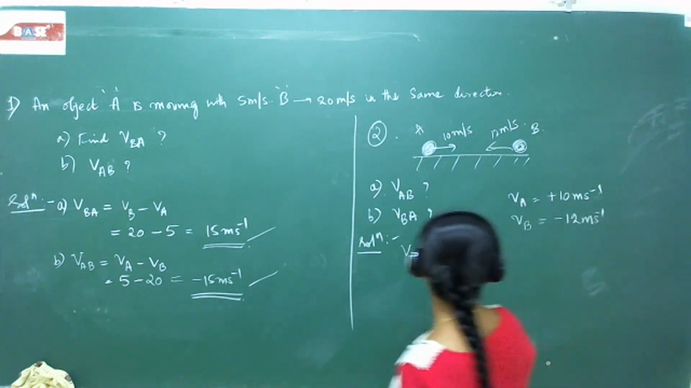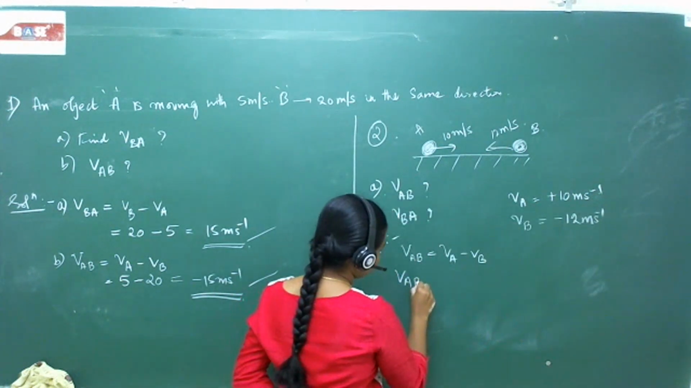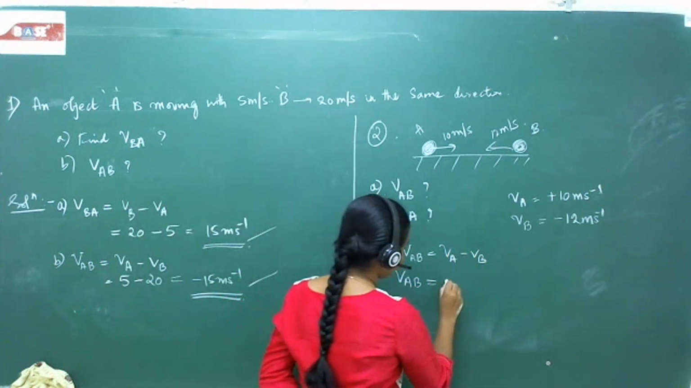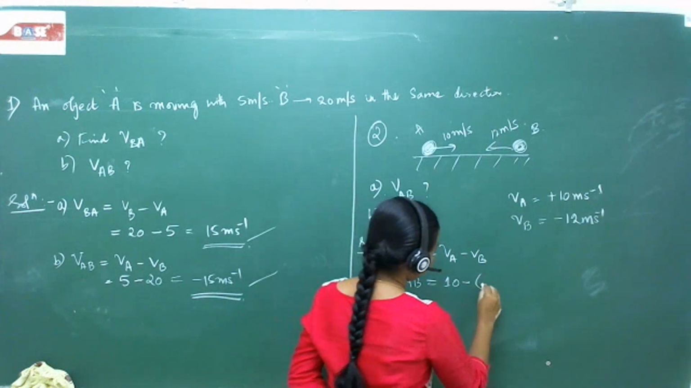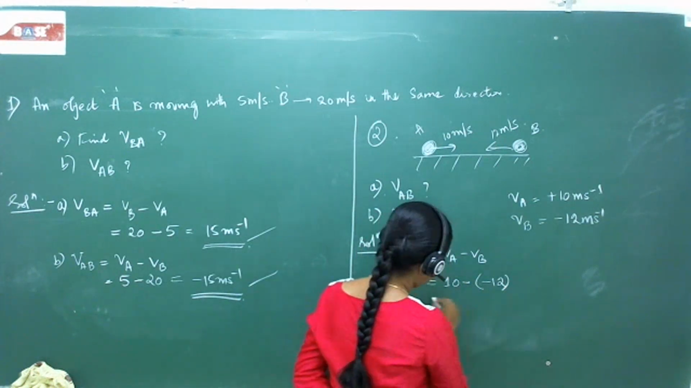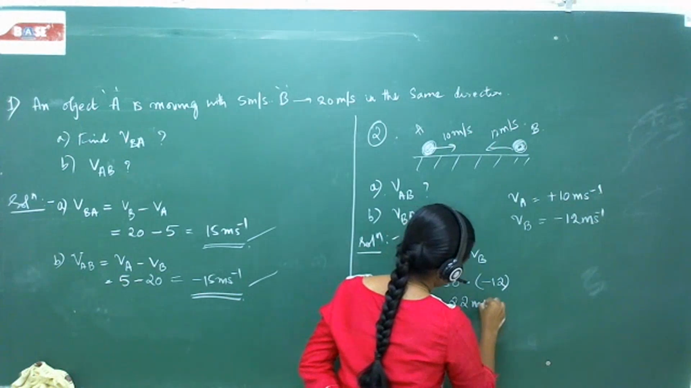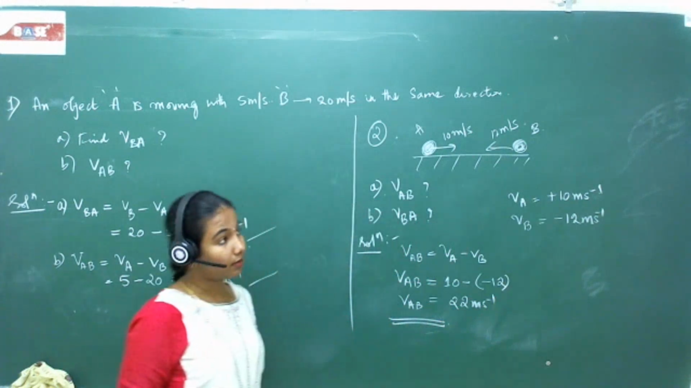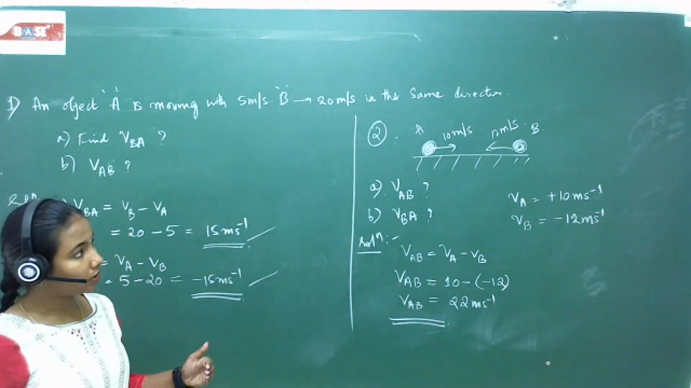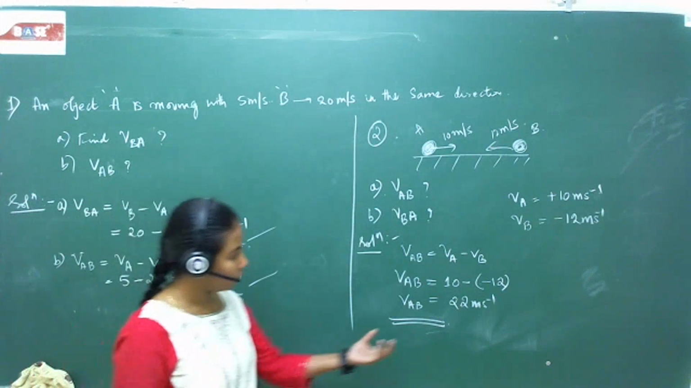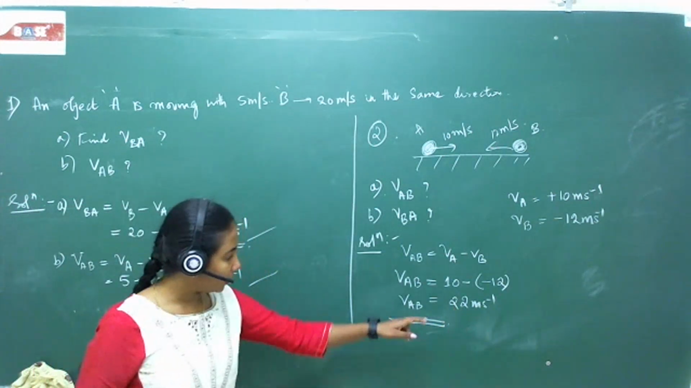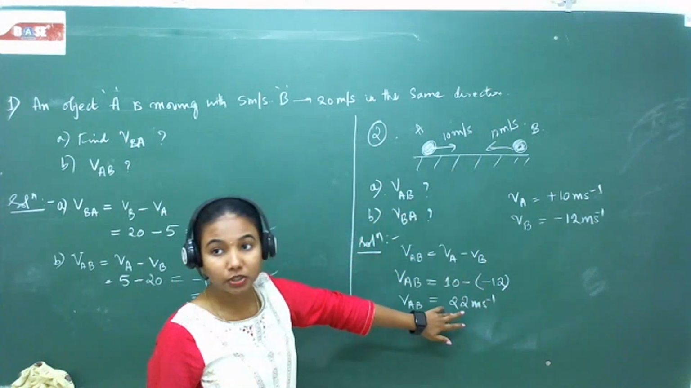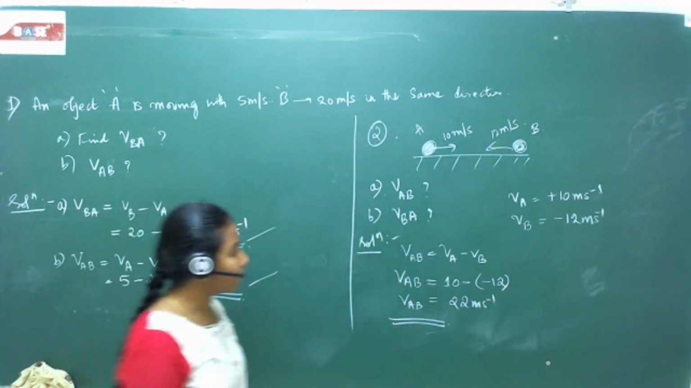Now I substitute here the velocity of A with respect to B, that is VA minus VB. VA is 10 minus of minus 12, that is 22 meters per second. This is why I said when the two bodies move in opposite directions, you add. But here the second body has the greater velocity, so it comes out positive. Okay, we'll do the second part.